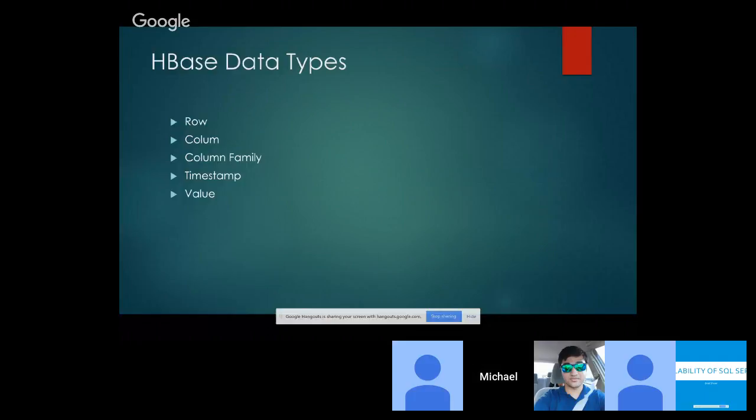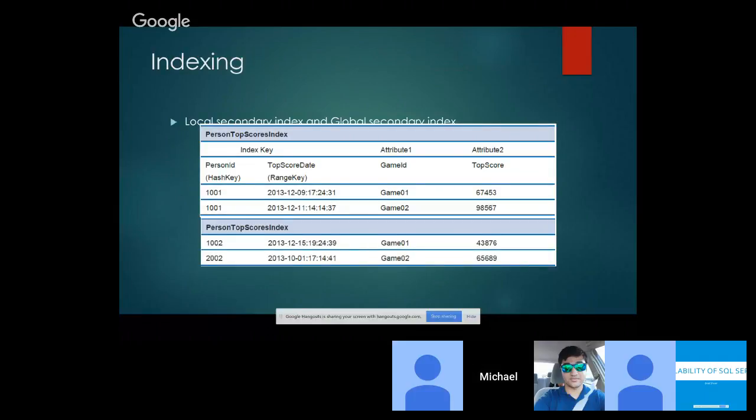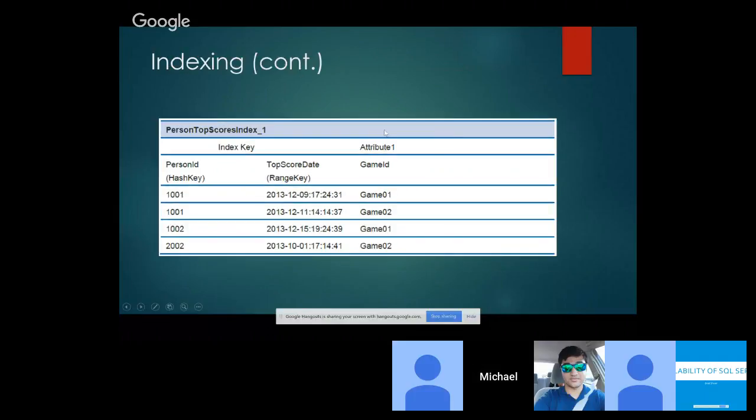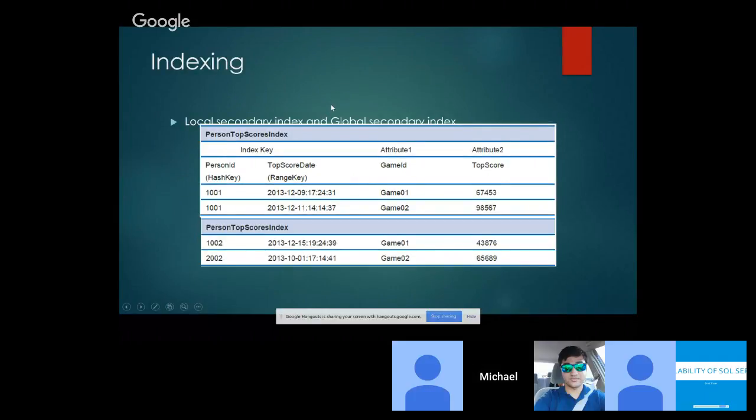HBase data types: row, column, part of the column family, you have the timestamp as well as the value. And looking at indexing, and I apologize, regarding this table here, the local secondary index organizes data by the index range key rather than by the range key for the source table. And this is actually two tables put together.